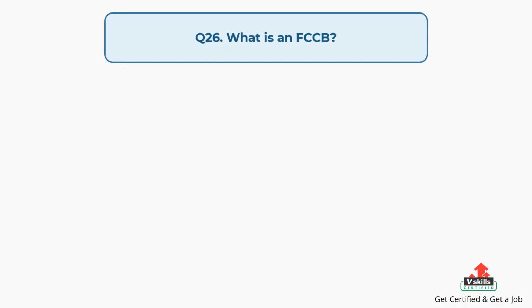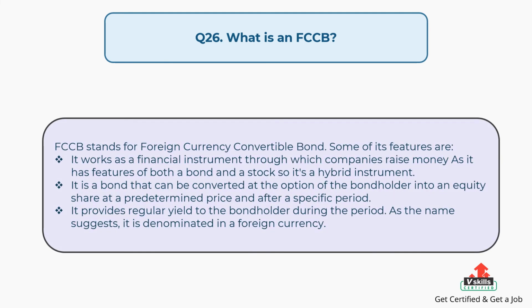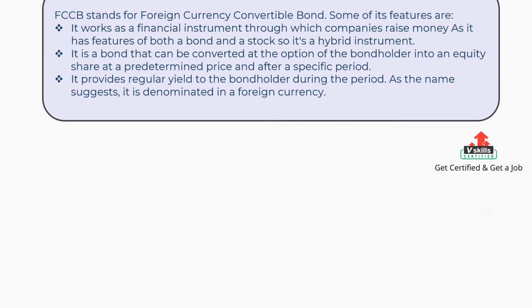Question number 26. What is an FCCB? The answer is, FCCB stands for Foreign Currency Convertible Bond. Some of its features are, it works as a financial instrument through which companies raise money, as it has features of both a bond and a stock, so it's a hybrid instrument. It is a bond that can be converted at the option of the bondholder into an equity share at a predetermined price and after a specific period. It provides regular yield to the bondholder during the period. As the name suggests, it is denominated in a foreign currency.